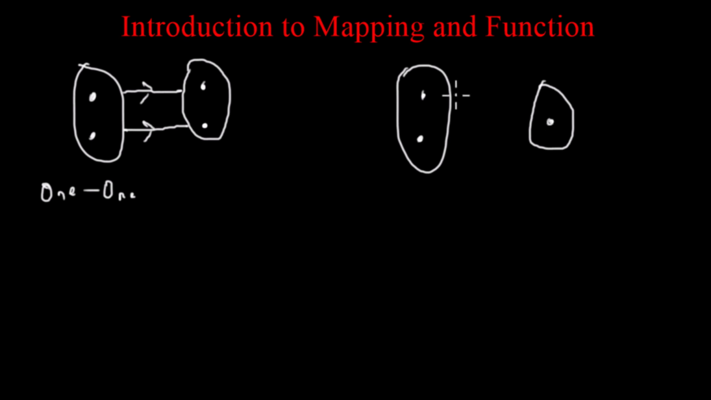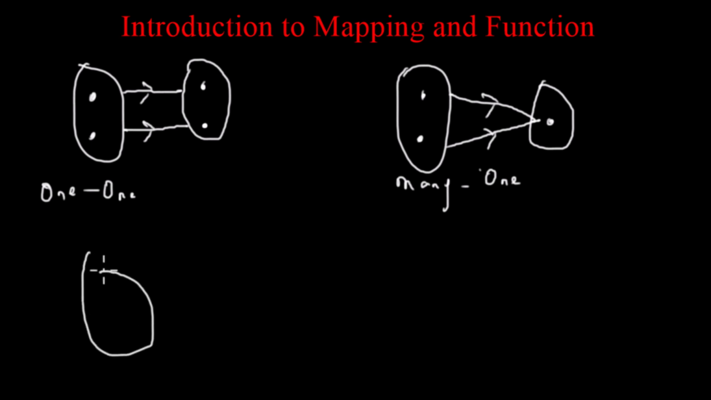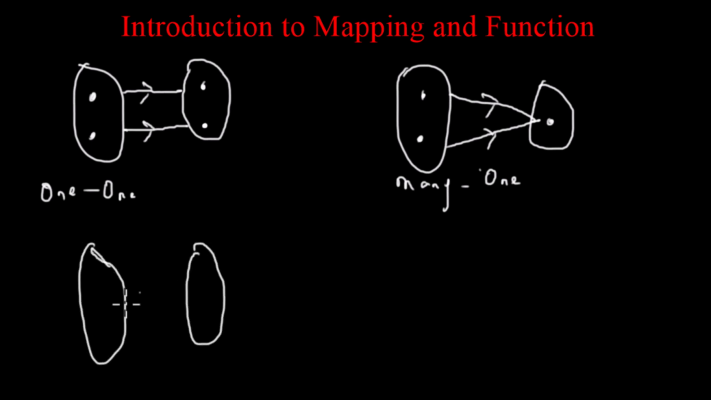Then the second type would be the many-to-one mapping. So this is mapping to this. This is also mapping to this. So this is many-to-one mapping. Then we also have the one-to-many mapping. So this is mapping to many, so one to many. We have something like this, then we have something like this. So this is moving like this, and this is moving like this. So this is one-to-many mapping.